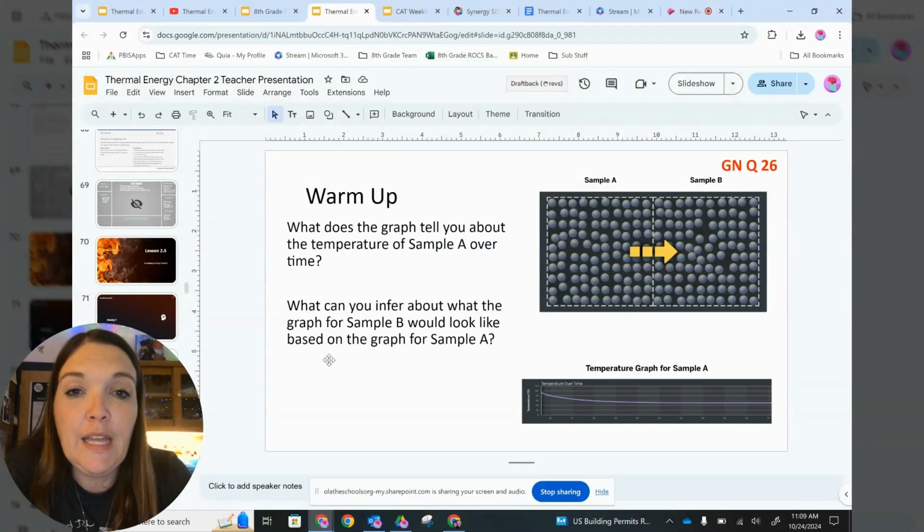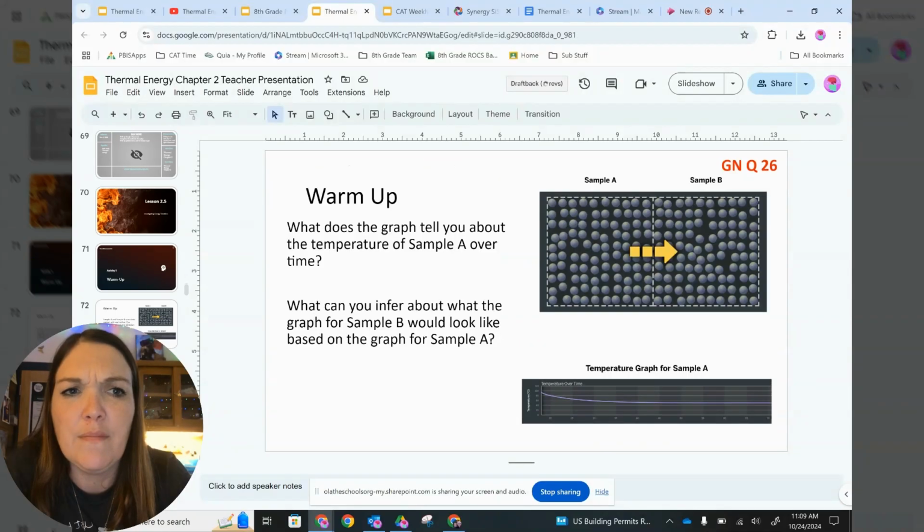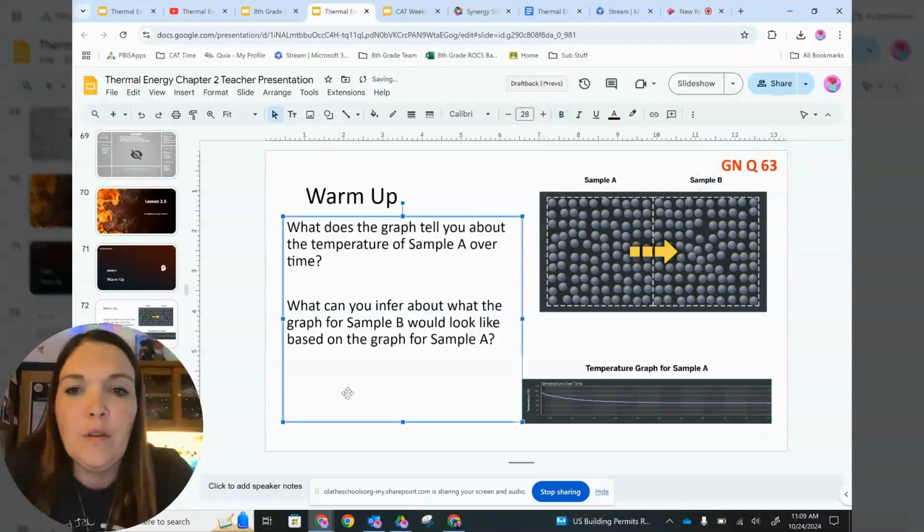What does the graph tell you about the temperature of sample A over time? What can you infer about what this graph for sample B would look like based on the graph for sample A? And this should be guided notes question 63, not 26. I'll actually fix that right now while we're watching. This is 63. So what can you infer about what the graph for sample B would look like based on the graph for sample A?